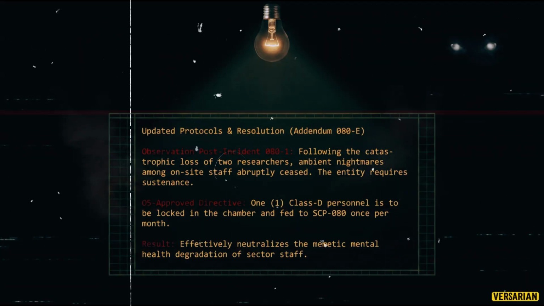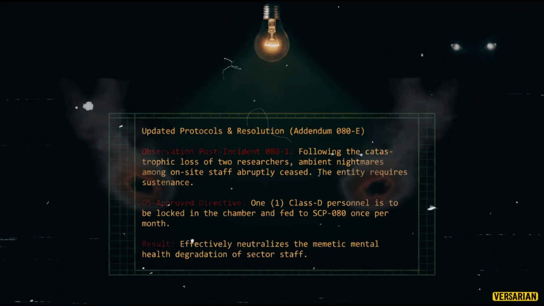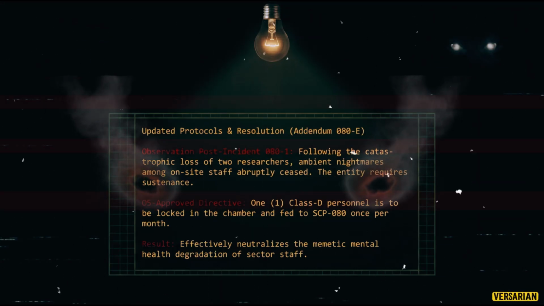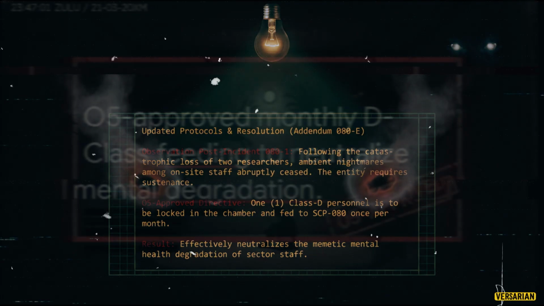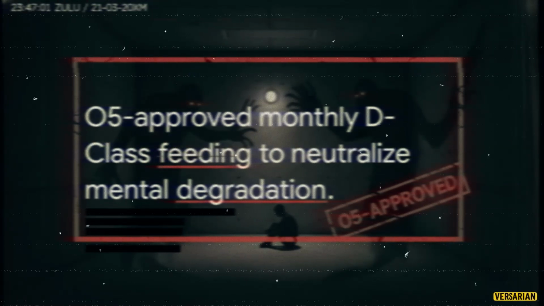Now, we have to address the collective mental degradation of the facility. Remember those unexplainable mood improvements we noted after the loss of personnel in Incident 080-1? Based on that, the O5 Council has enacted Addendum 080-E. In order to neutralize SCP-080's psychic toll on the mental health of our on-site personnel, one D-class subject will be intentionally fed to the entity once every single month. Yes, it's brutal, but this sacrifice is absolutely necessary to ensure the operational sanity of the surviving staff.